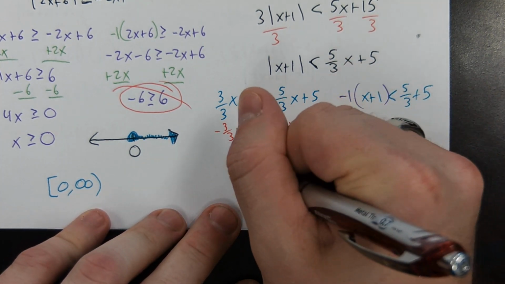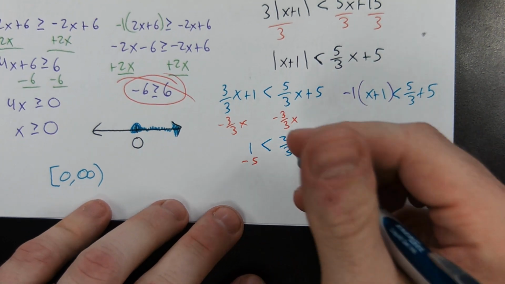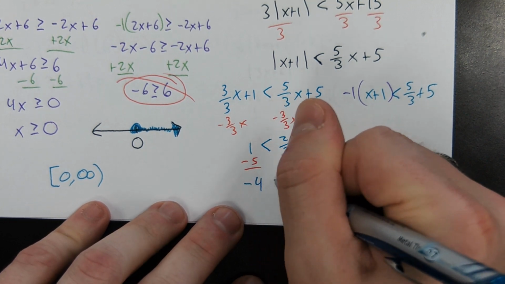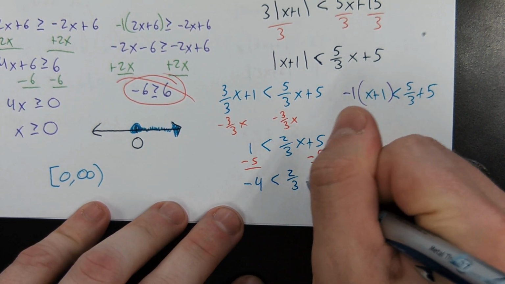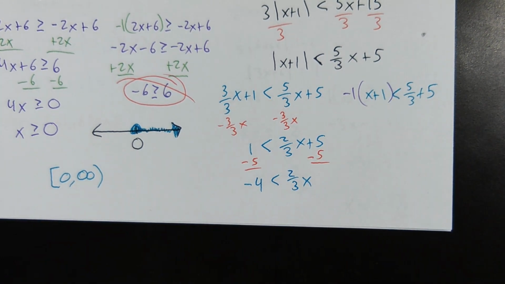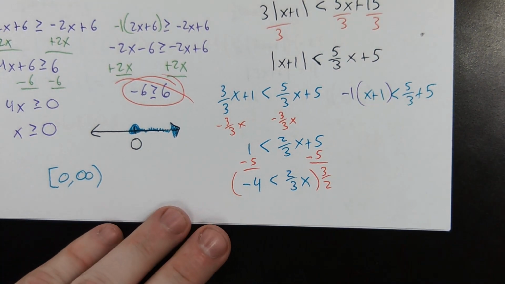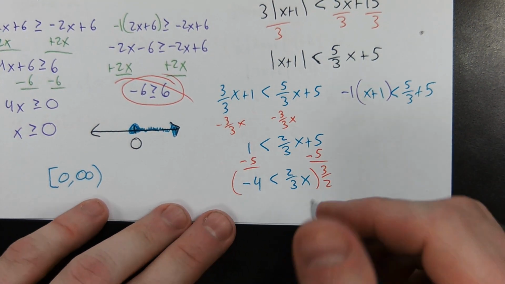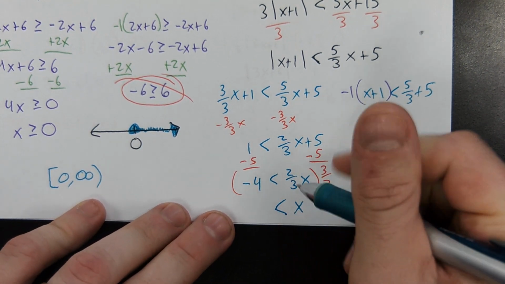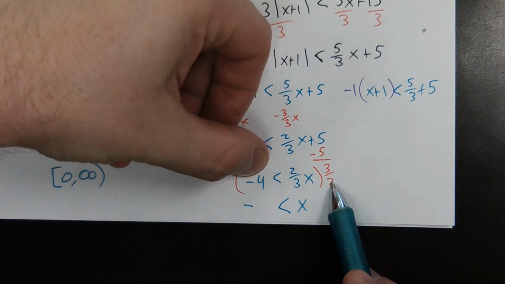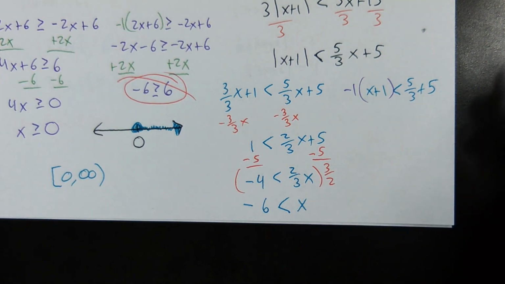Subtract your 5. I forgot to draw my little equal signs. Negative 4 is less than 2/3 x. And you've already seen this trick today. How am I going to make that 2 over 3 go away? Multiply by the reciprocal, 3 over 2. On the right side, the 2/3 and 3/2 cancel each other, just leaving me an x. I have x is bigger than some negative number. Let's check it out. 4 times 3 is 12. 12 divided by 2 is 6. It says x is greater than negative 6.